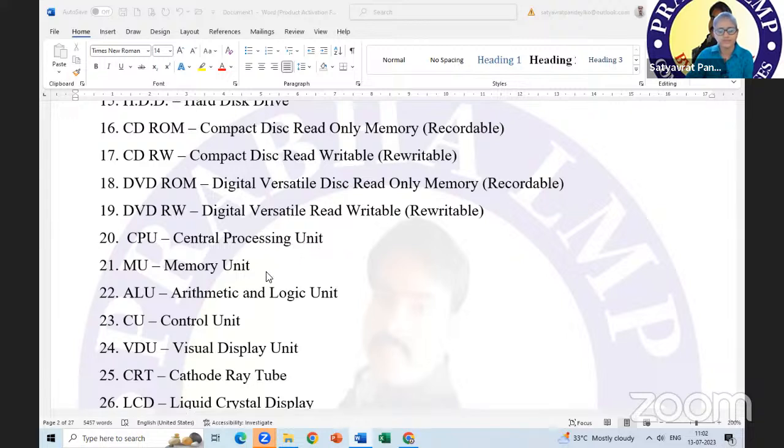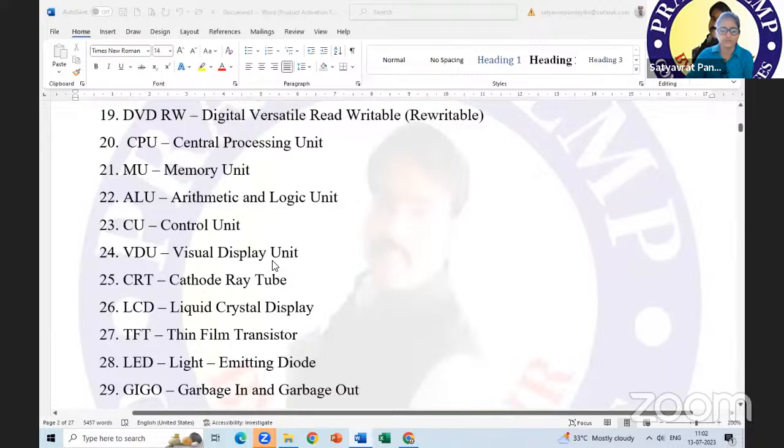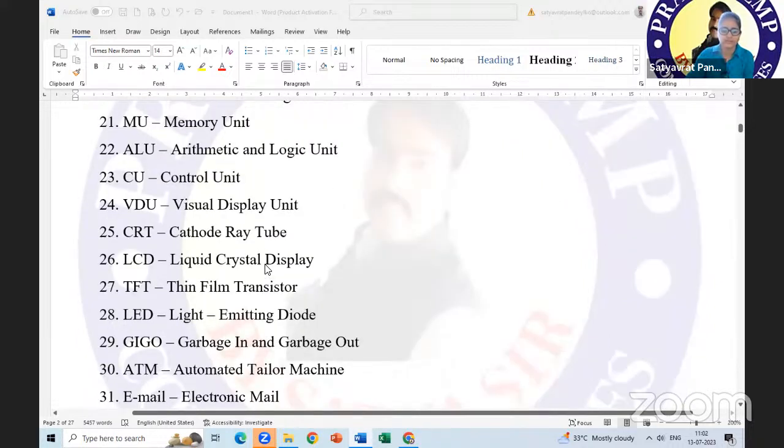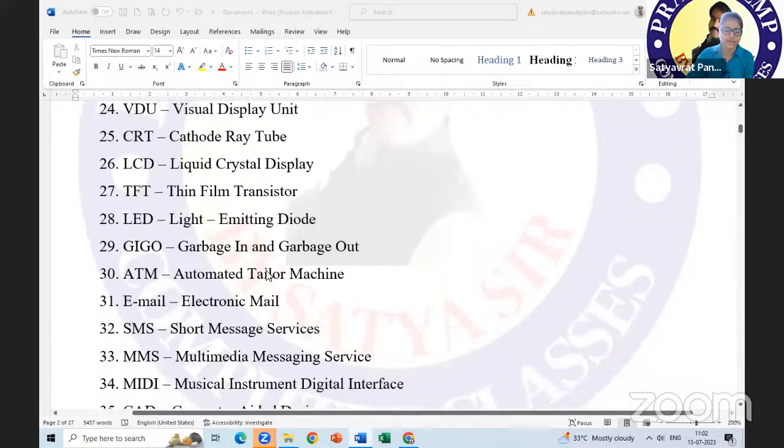CPU is central processing unit. MU, memory unit. ALU, arithmetic and logic unit. CU, control unit. VDU, visual display unit. CRT is cathode ray tube. LCD, liquid crystal display. TFT, thin film transistor. LED is light emitting diode. GIGO is garbage in and garbage out. ATM, automated teller machine.